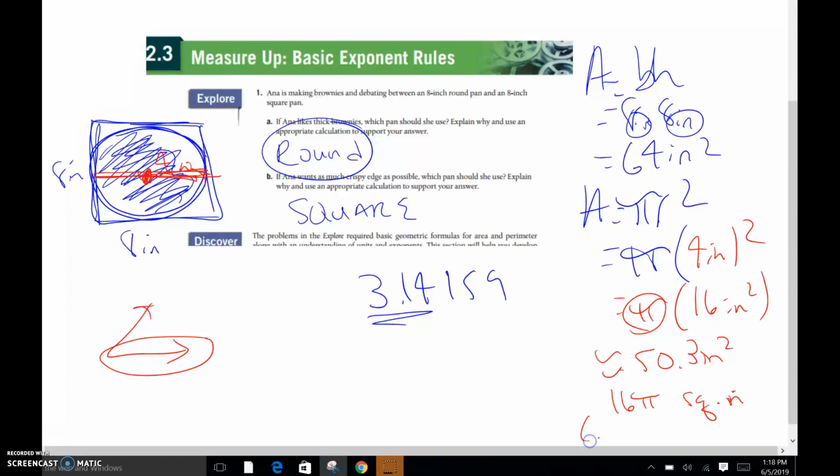Okay, so sometimes in the parentheses it might say use the pi, so make sure you don't do a decimal then. All right, so obviously this has more area, this has less, so if I want my brownies to move up and not out, then I definitely want this one.